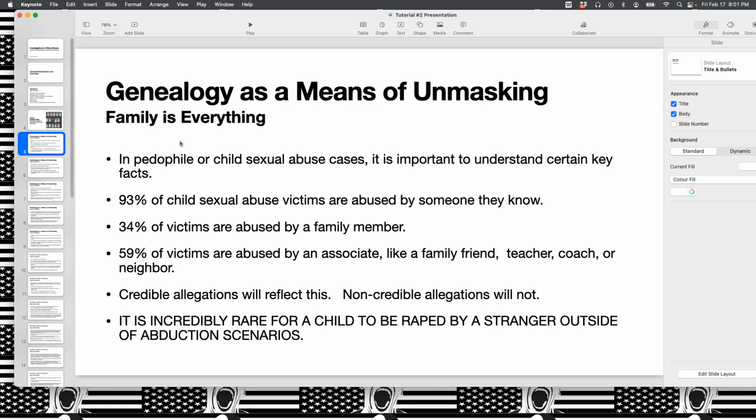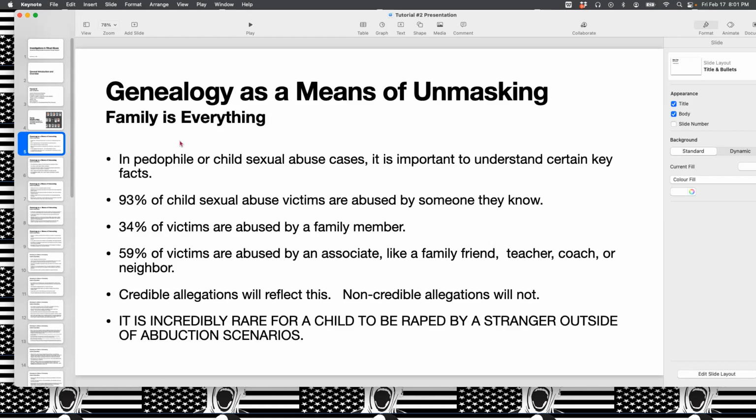So genealogy is a means of unmasking. One of the things that you have to understand in pedophile rings is that family is everything. So you've got to understand certain key facts. 93% of child sexual abuse victims are abused by somebody that they know. That breaks down to a 34-59 split between family members or an associate, like a family friend, a teacher, a coach, or a neighbor. But it's somebody who's known by the child and somebody who's usually known by the parent.